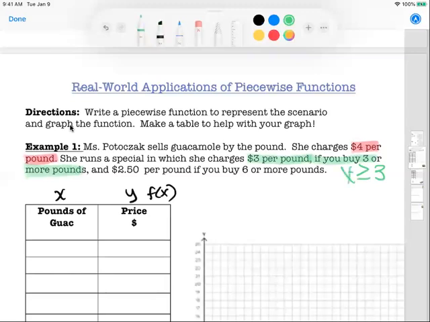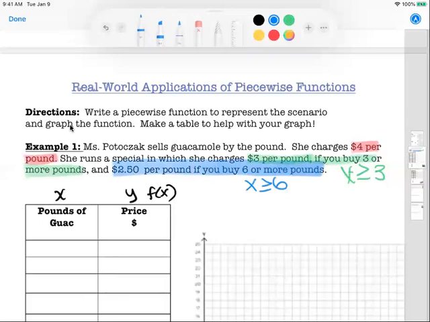Alrighty. Then she has another bulk discount, $2.50 per pound if you buy 6 or more pounds. So there's another price. I want blue. If you buy 6 or more pounds. Beautiful. So once again, there's that 6 or more. So that's going to indicate to us that x is going to be greater than or equal to 6 in this case.